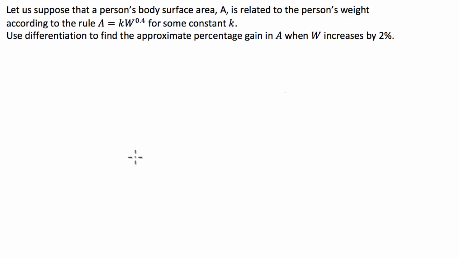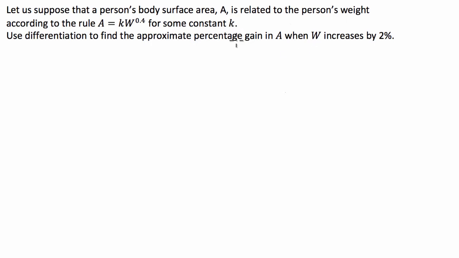G'day guys, today we're going to do an applications of calculus question that asks us to suppose that a person's body surface area A is related to the person's weight according to the rule A equals kW to the 0.4 for some constant K. Use differentiation to find the approximate percentage gain in A when W increases by 2%.